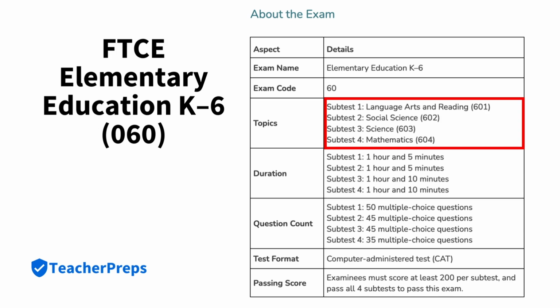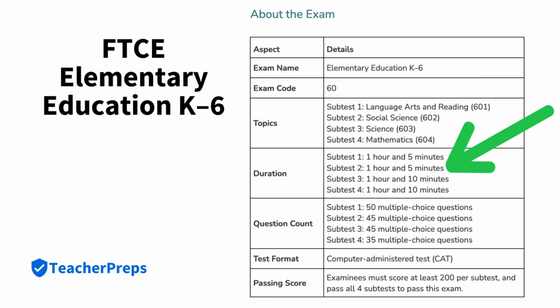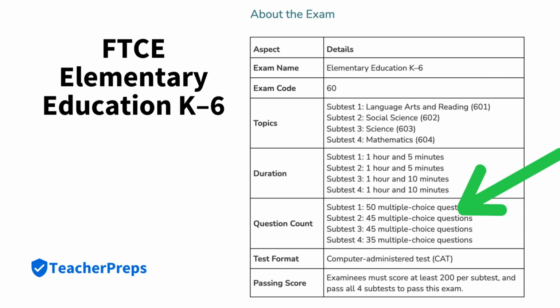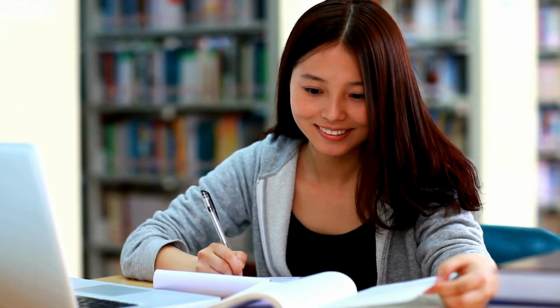The elementary education test includes a total of 4 subtests. This lesson focuses on Subtest 2, social science, where on exam day, you will receive 1 hour and 5 minutes to complete this subtest, which includes 45 multiple choice questions. Now, in order to help you get totally prepared, this practice test will guide you through a simulation for the types of questions you can expect to see on test day.